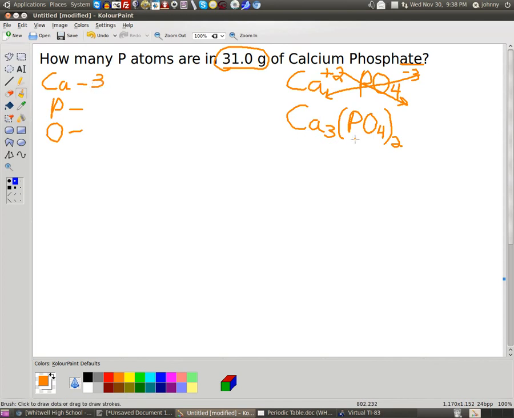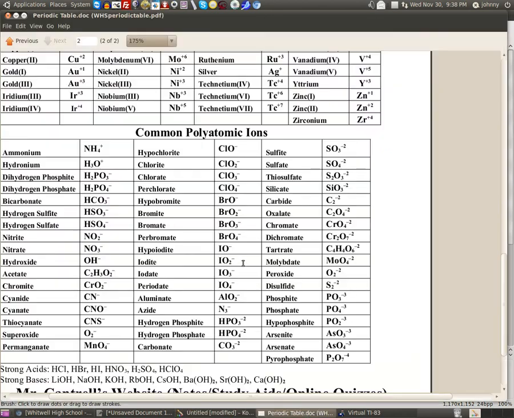On the P's, we have a 1 P here. There's only 1 P, but it's being multiplied by 2, so we have 2 phosphorus atoms there that we need to weigh. Here we have 8 oxygen atoms. That's it for counting them up, but I need to calculate the molar mass. So I'm going to use the periodic table to get the values of these.